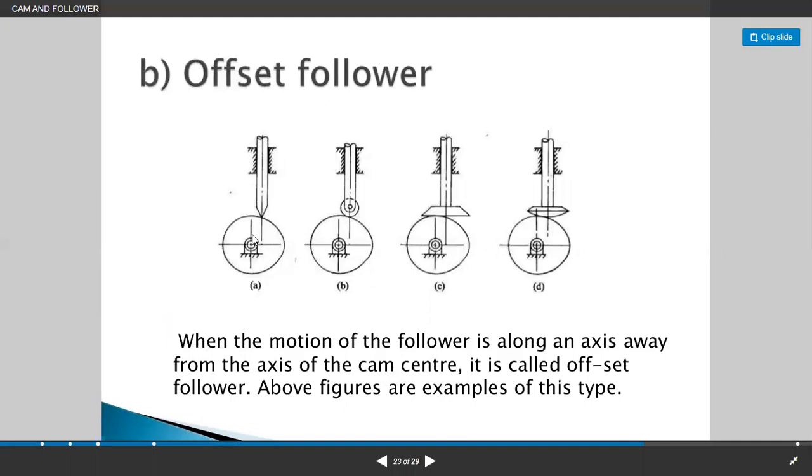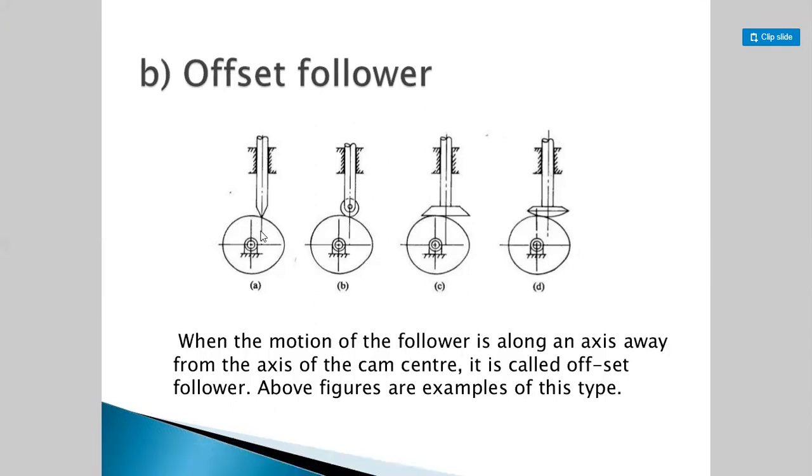When the axis of the follower does not coincide with the axis of the center of the cam, but they are parallel, then the follower is called the offset follower, and the cam is designed differently.